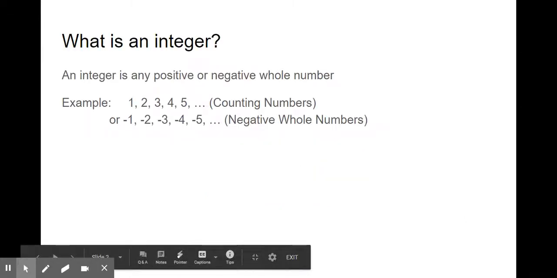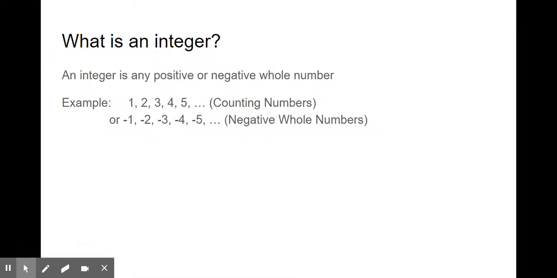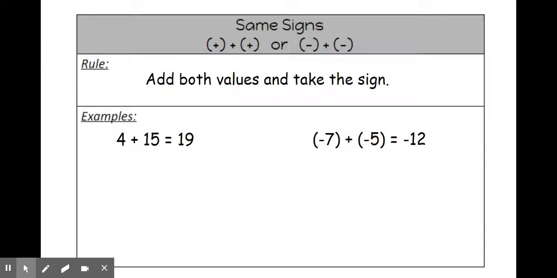So what is an integer? If you think back at the beginning of the year, we talked about what integers were. An integer is any positive or negative whole number. For example, you have 1, 2, 3, 4, 5, and so on. Those are your counting numbers. And then you have your negatives, like -1, -2, -3, -4, -5, and those are your negative whole numbers. So those are integers. Fractions are not integers. Decimals are not integers.